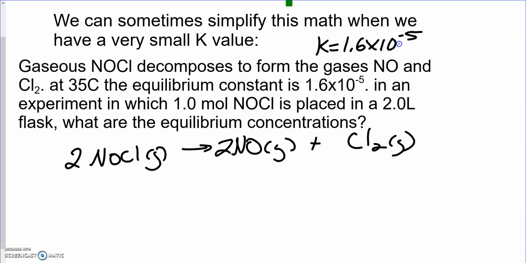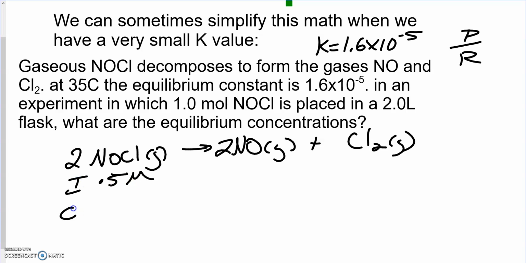So that's really pretty small, 10 to the negative fifth. And if we think products over reactants, what that means is a lot of it's going to stay in reactants. We're going to have a very small shift towards products. We're also told that we're only starting with 1 mole of NaCl placed in a 2-liter container. So our original molarity for this is going to be 0.5 molar.